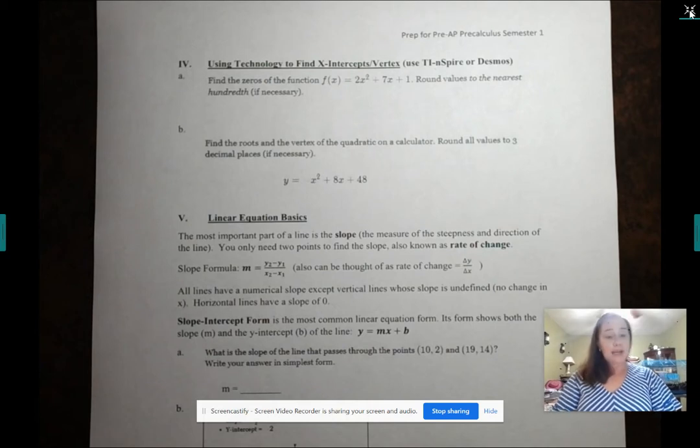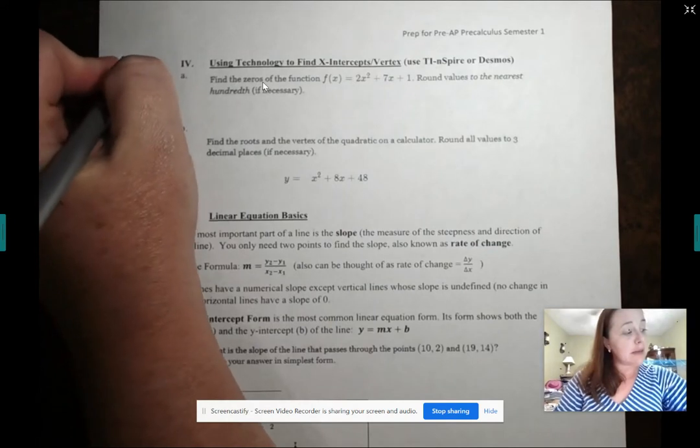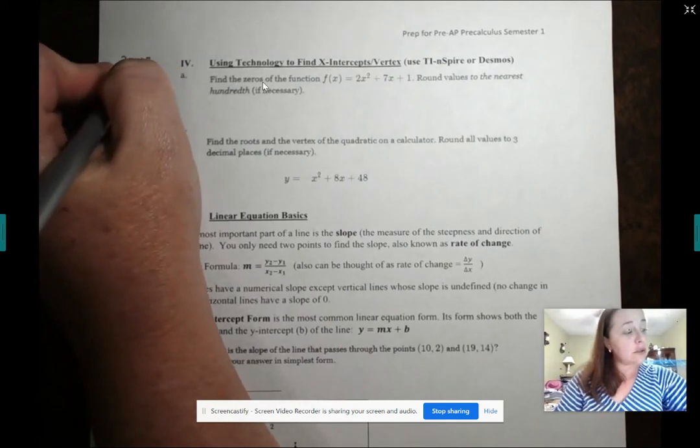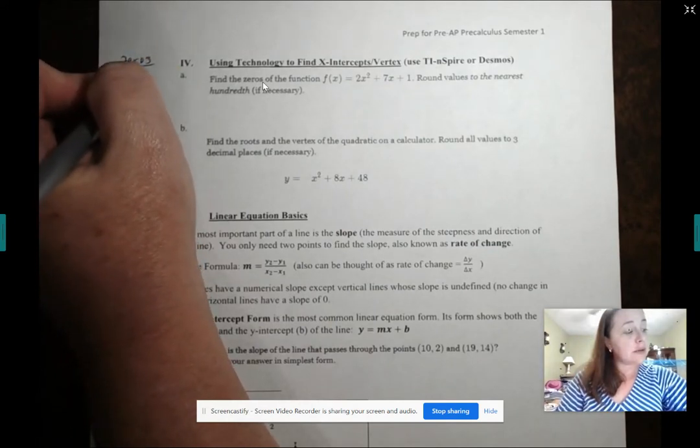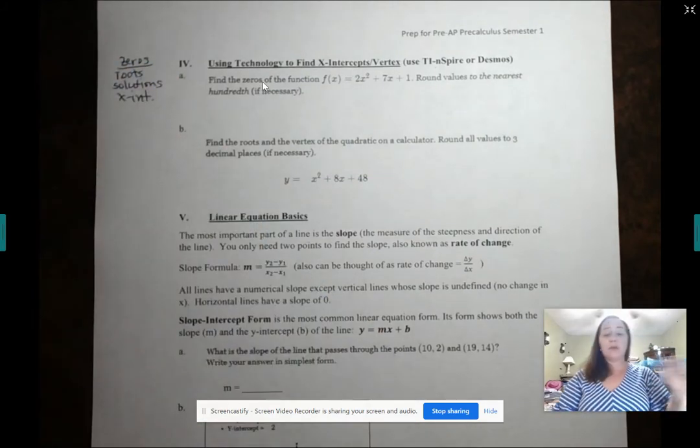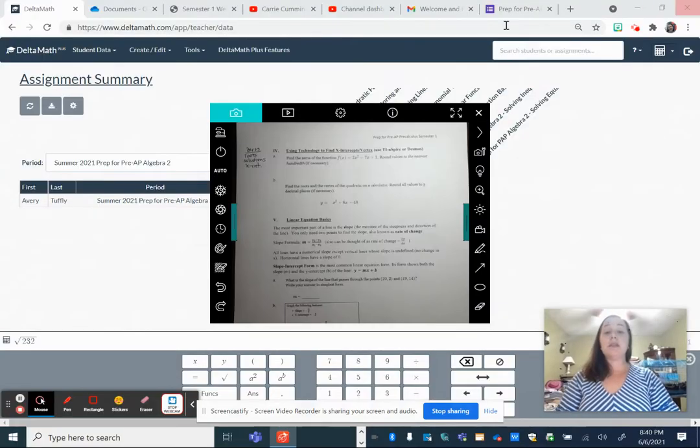So we are being asked to find the zeros of this function. Remember, zeros are the same thing as roots, solutions, or x-intercepts. Those are all the same. So we're looking for, where does this graph cross the x-axis? It probably crosses twice, maybe once, maybe none. So I'm going to go type this into a Desmos calculator.